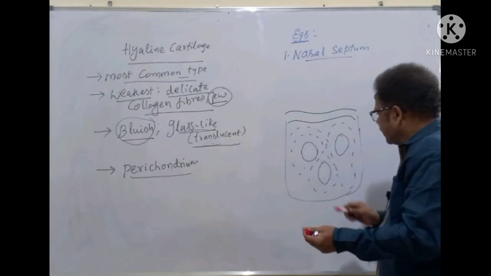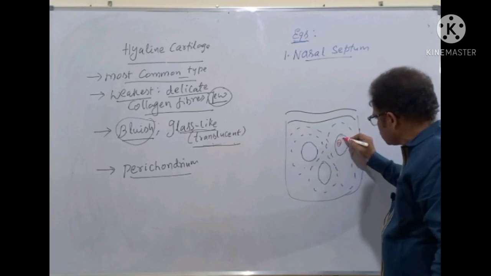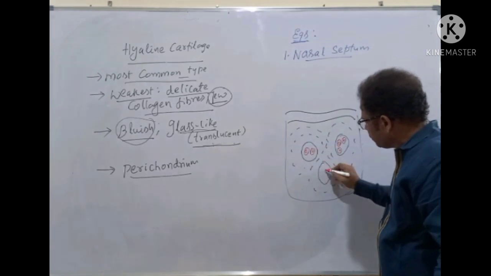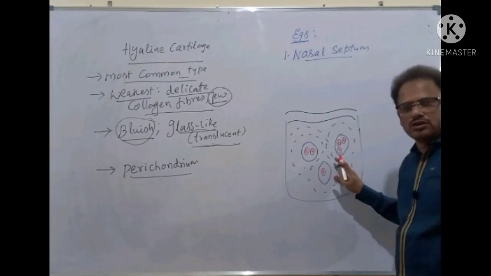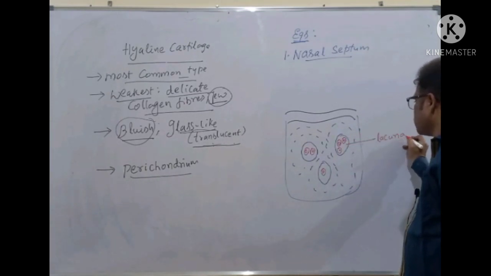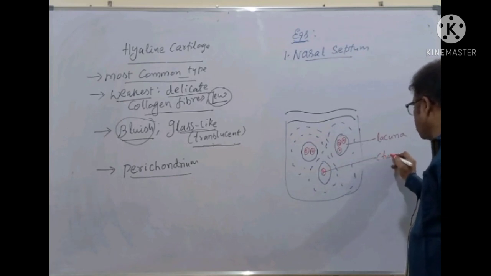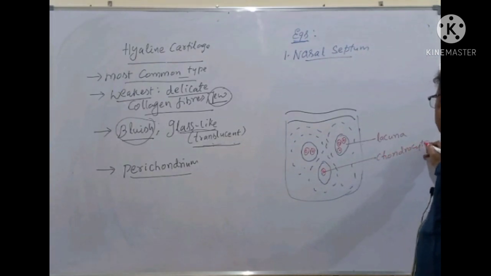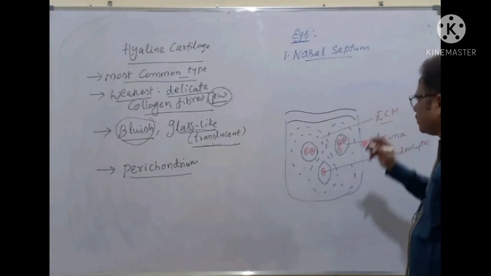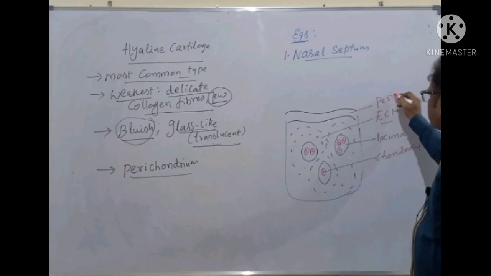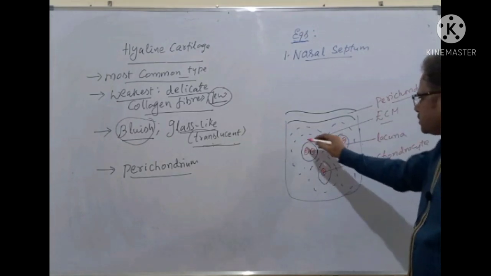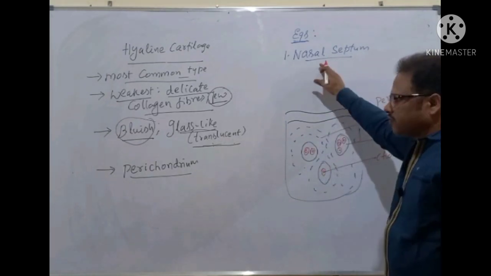Inside the lacunae, what is present? They consist of chondrocytes. These are the chondrocytes. One to four chondrocytes are there, sometimes 1, sometimes 2, 3, or 4. So this is the lacuna. This is a chondrocyte. And what is this one? Extracellular matrix. This is the perichondrium. Clear, students?